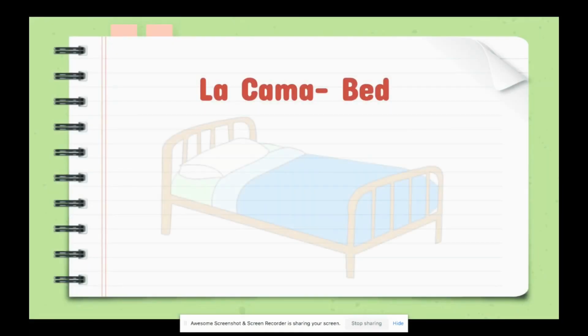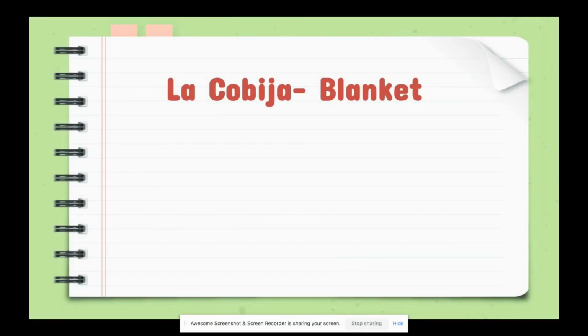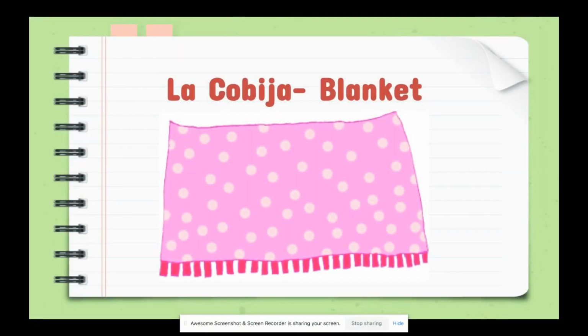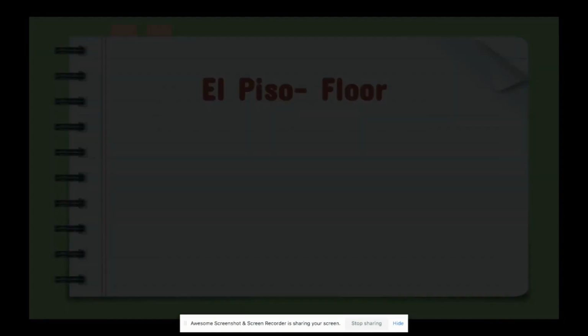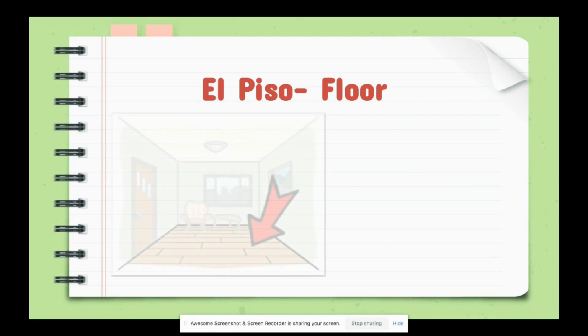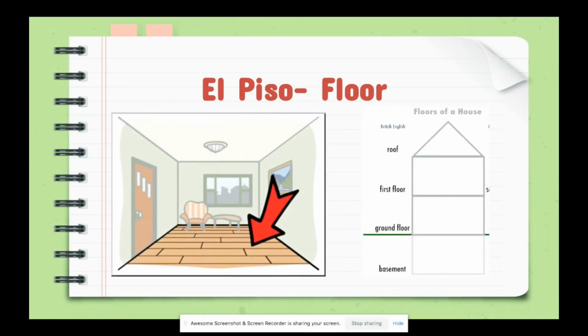La cama es bed. La cobija es blanket. La almohada es pillow. El piso es floor. Now, el piso can be thought of in two different ways. So one way to think about it is el piso is the floor that we step on, the ground that we walk on. And the second way is you can say el piso when you're referring to the different levels of a house or a building, first floor, second floor, third floor, etc.